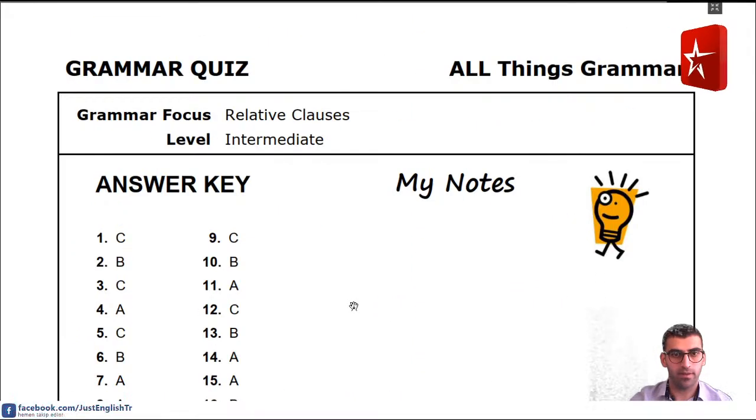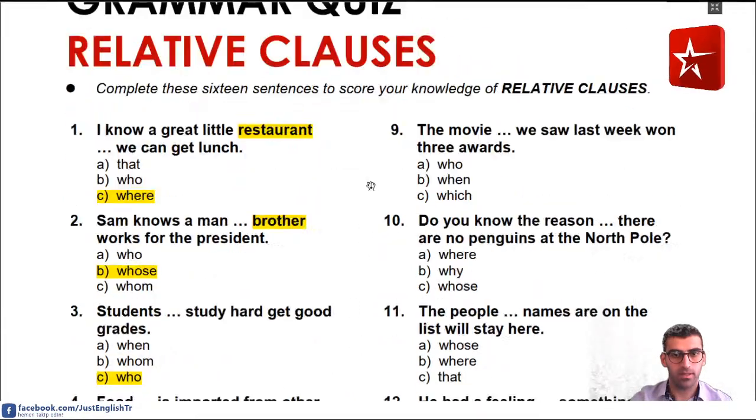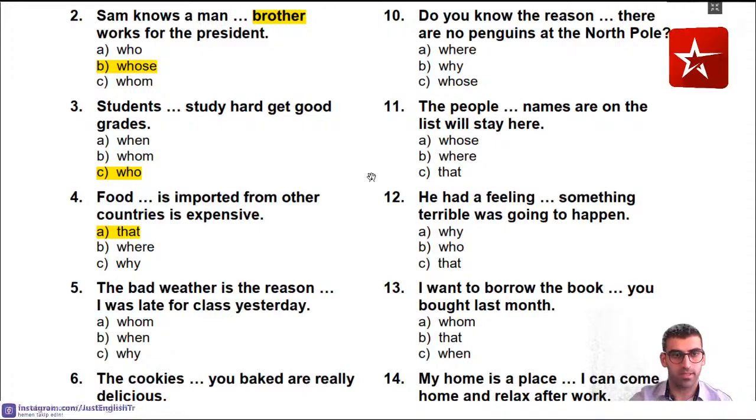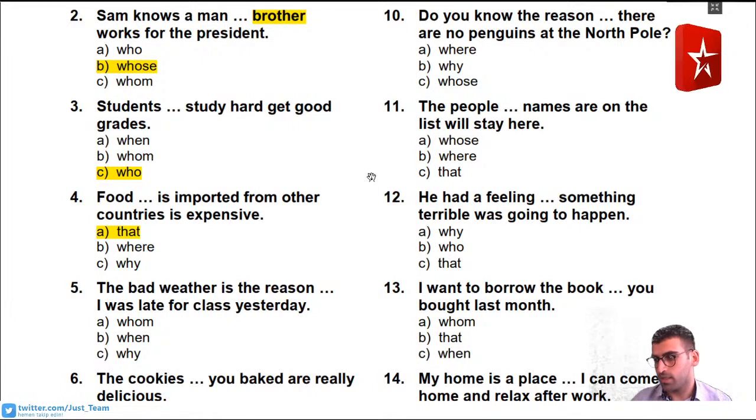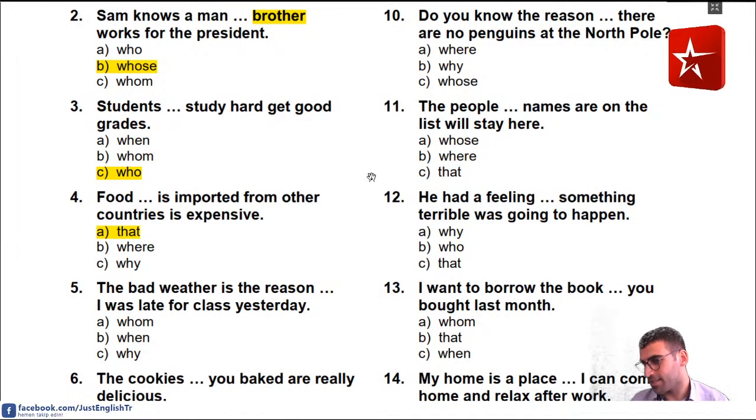Number 5. Sorry. Why is it working like this? Yes, I found the correct answer. Number 5. I thought C was which. No, it's not which, it is why. And number 5, the bad weather is the reason. The bad weather. Number 5. I'm going to go a little back to see the answers. Nejat, don't do that, please. Number 5, the bad weather is the reason.